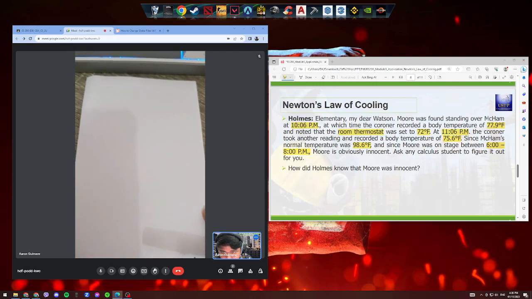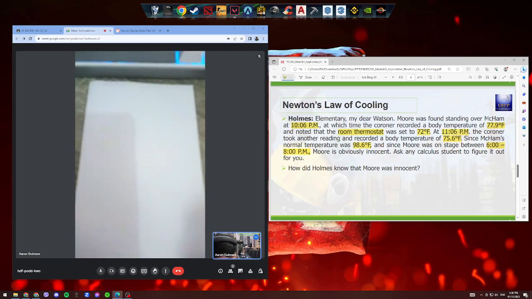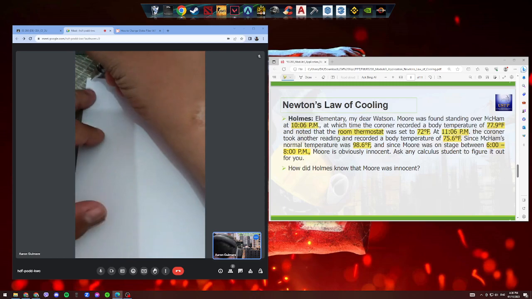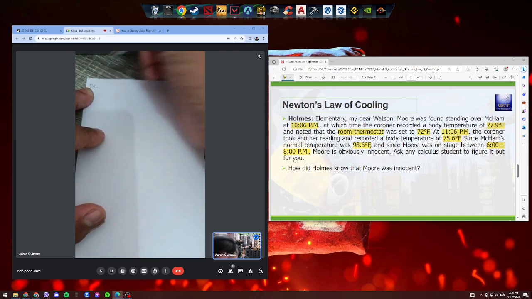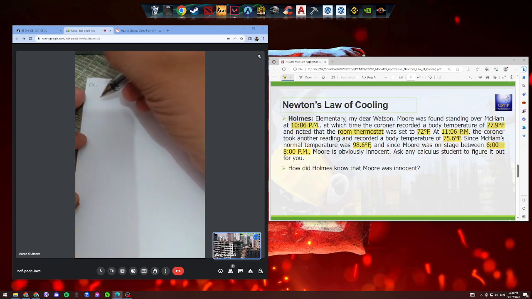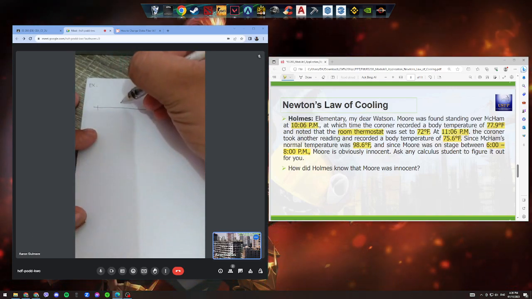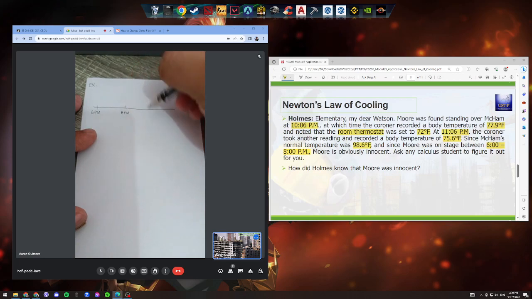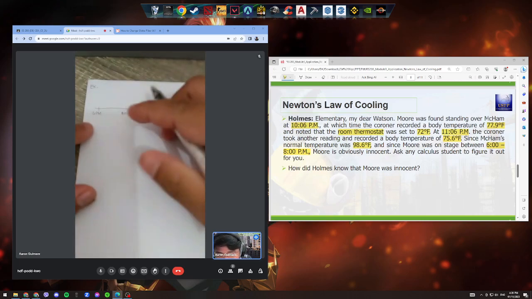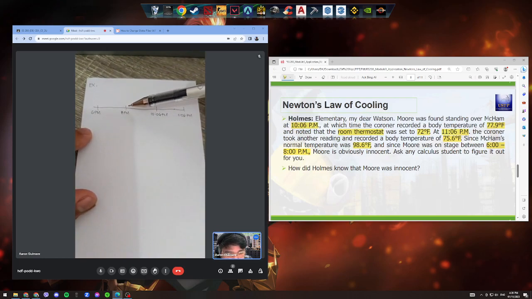Example. I will put a graph here. We have a time graph: this will be 6 p.m., 8 p.m., 10:06 p.m., and lastly 11:06 p.m. We will make a basis in our graph so that we can formulate our conditions.